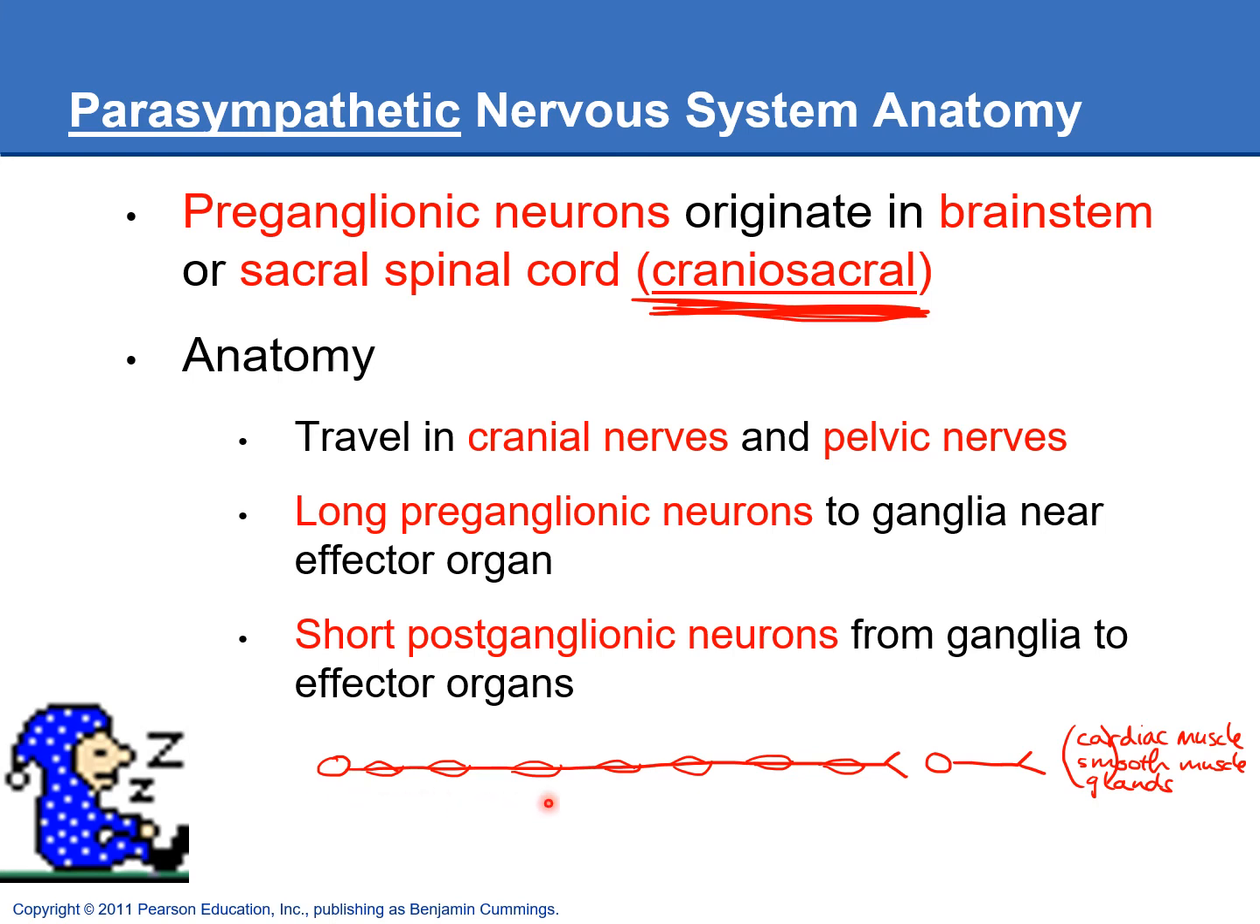So here's our picture down here of the long preganglionic neuron that's myelinated. There's my myelin sheath there. And then the postganglionic neuron is going to be short, and it will synapse with the target organ. So whether that's cardiac muscle, smooth muscle, or glands. The parasympathetic nervous system does not innervate adipose tissue because it's rest and digest, and it's not going to be telling you to break down your energy stores, so it doesn't innervate adipose at all.